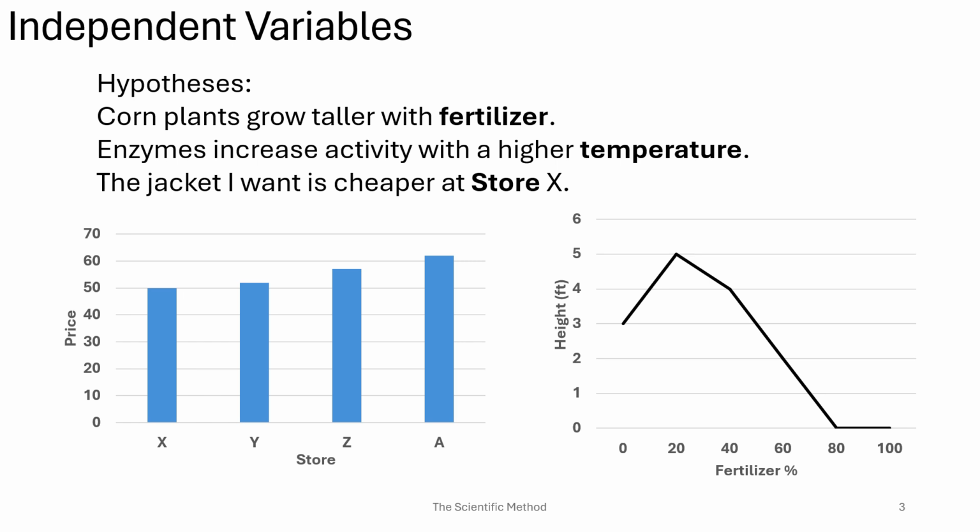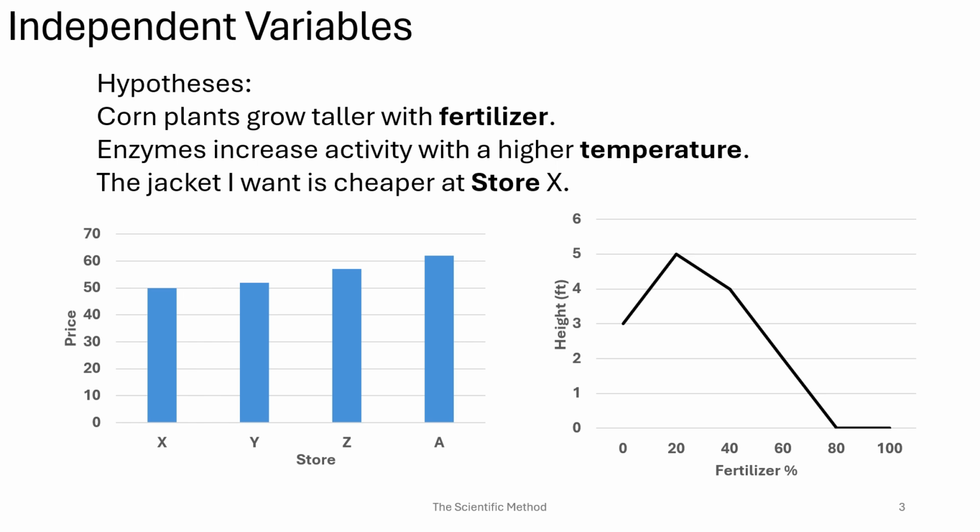Okay, so let's do the independent variables. All right, so corn plants grow taller with fertilizer. I'm not debating this with you. It's just an example, right? What are we testing? You might say we're testing the corn plants. No, we're not. We're not testing corn plants.